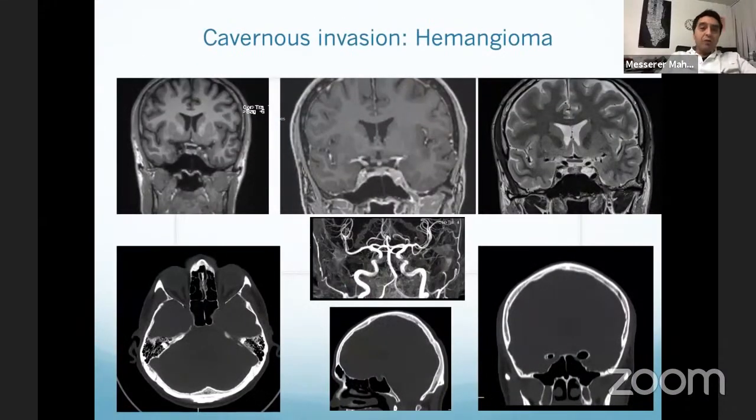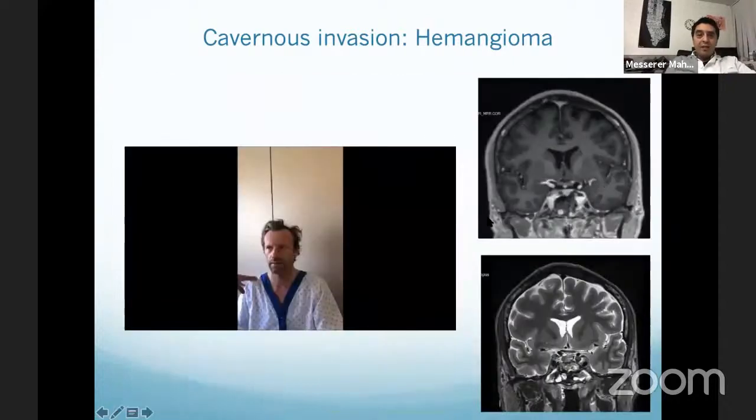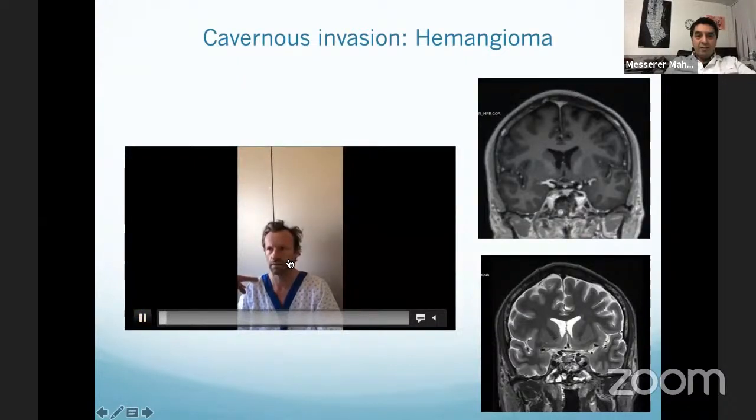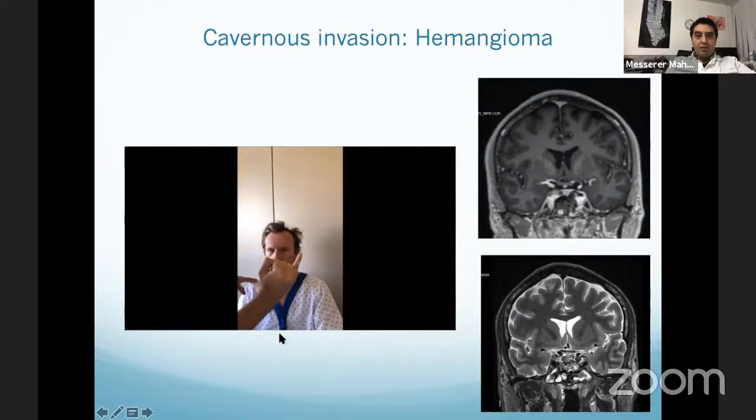Another important question we have to analyze is if there is an invasion of the cavernous sinus. It is a typical case. We have a lesion inside the cavernous sinus. This is the normal pituitary gland, ACA here. It was a hemangioma. The patient came for left sixth nerve palsy. This is the exam preoperatively.